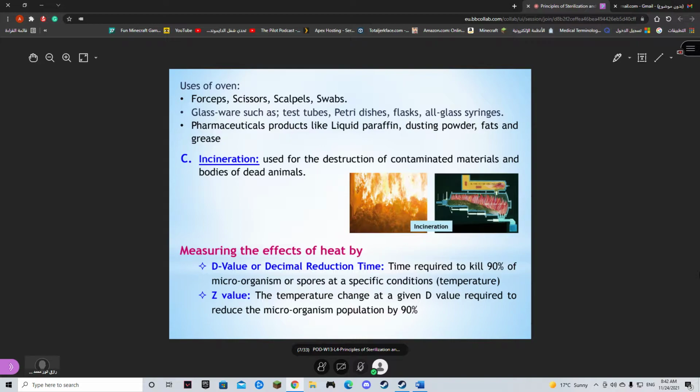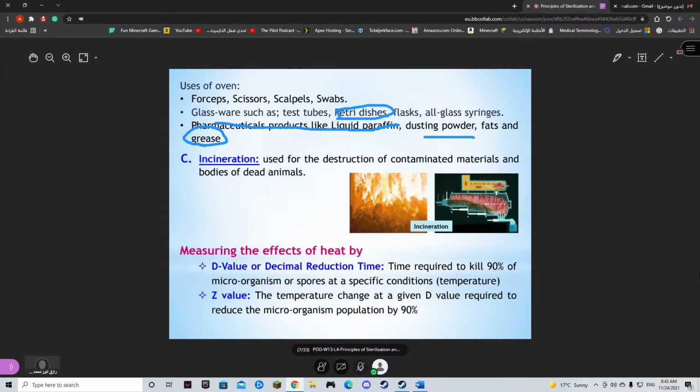Now, the uses of the oven: forceps, scissors, scalpels, swabs, and glassware that can resist high temperature. Scalpel, scissors, swab, and petri dish, but the glass one, not the plastic one. So don't be confused here, guys. Let me mark it; remove it from your slide, please. Nowadays we use only plastic petri dishes, not glass ones. Also flasks and some pharmaceutical products, like liquid paraffin, powder, and greasy materials like oil, can be sterilized here.